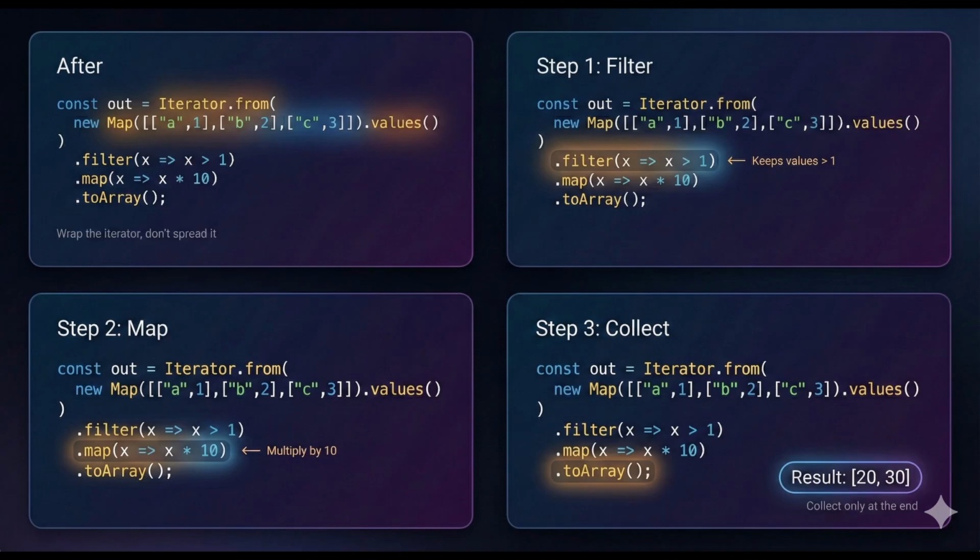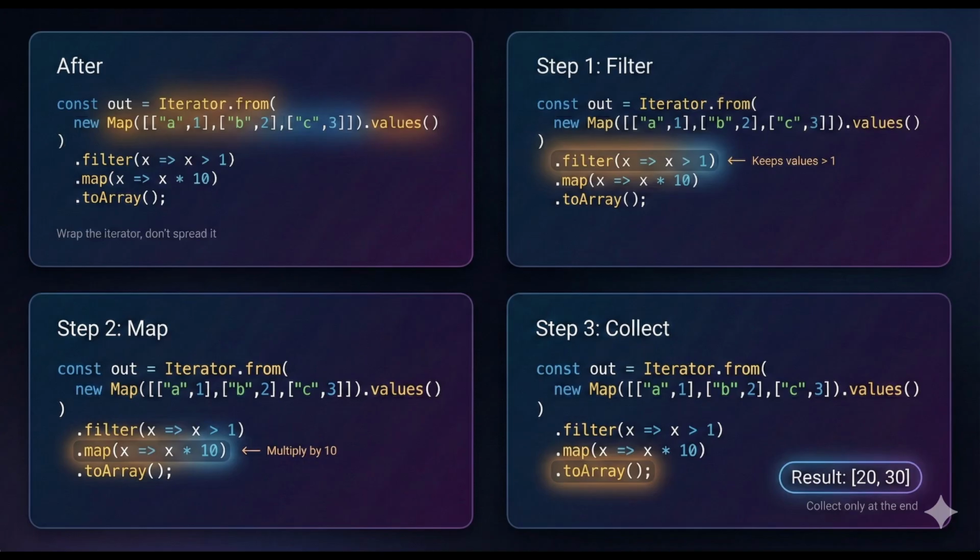Final step, toArray. This is the key idea. Until this point, we haven't built a full array. We're just defining a lazy pipeline. Now when we call toArray, it collects the final results and materializes them into a real array. So the output becomes 20 and 30. Same result as the old approach, but cleaner workflow and no unnecessary intermediate arrays.